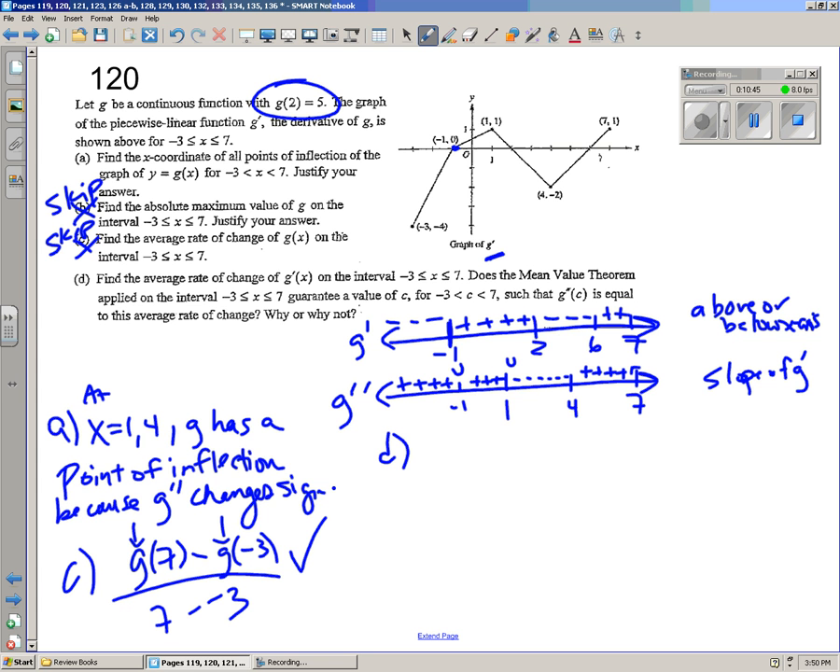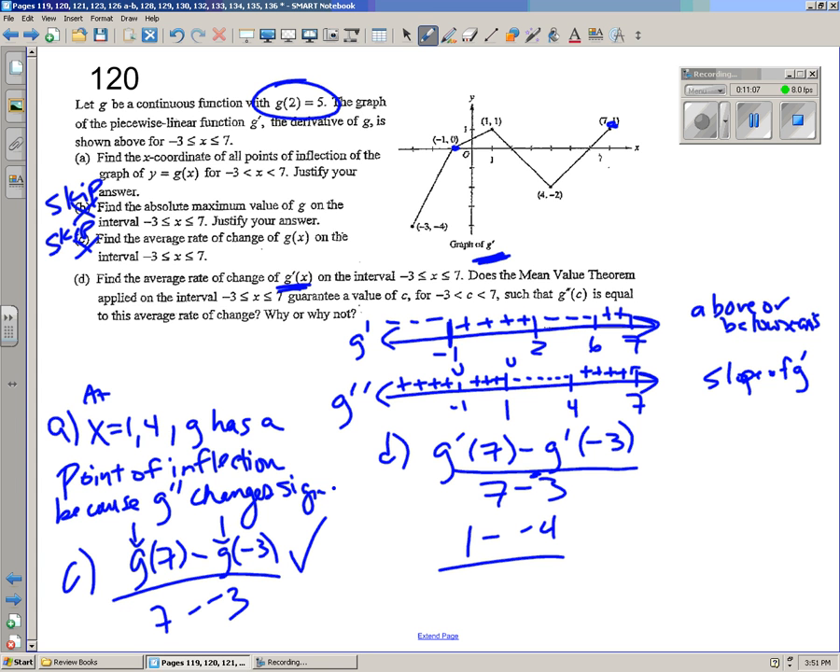Part D we can do though. It says find the average rate of change of g prime, which we have values for. So the average rate of change of g prime from -3 to 7 would be g prime of 7 minus g prime of -3 over 7 minus -3. So g prime of 7 was 1, minus g prime at -3 was -4, over 7 minus -3, which is 10. So we get positive 5 over positive 10, which is 1/2.